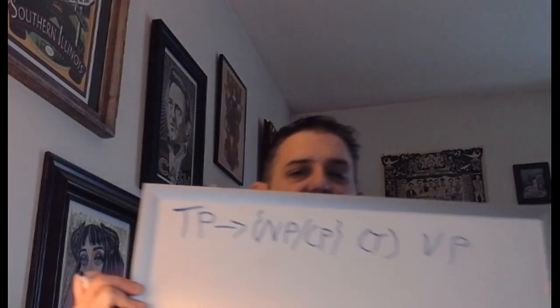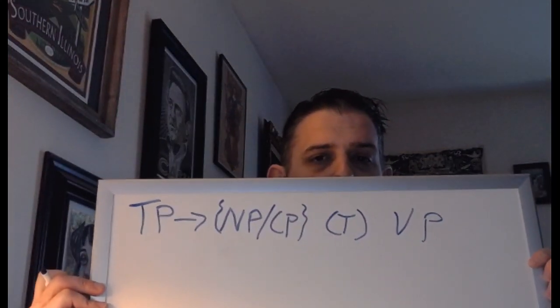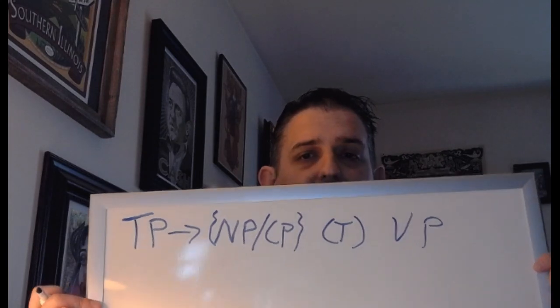But the other sort of weird rule we've had is we've preserved our TP rule from our phrase structure grammars, which is a rule that said we have a TP that can contain a noun phrase or complementizer phrase, an optional T, and a verb phrase. And this is all sorts of wrong for an XBAR theoretic tree. Like, this cannot be right. So we have to clean this up too.